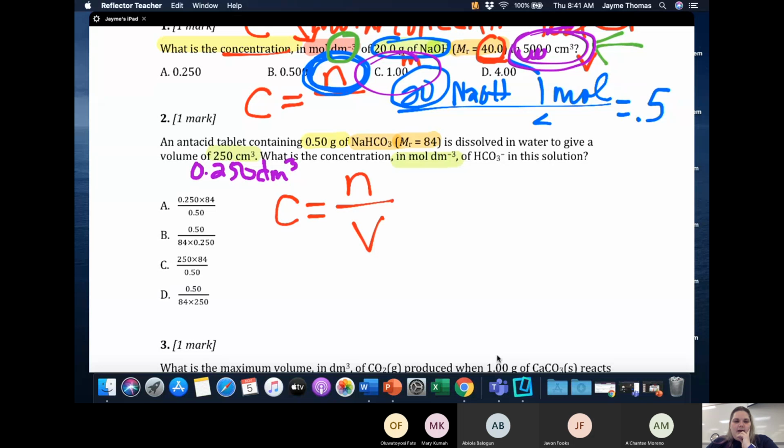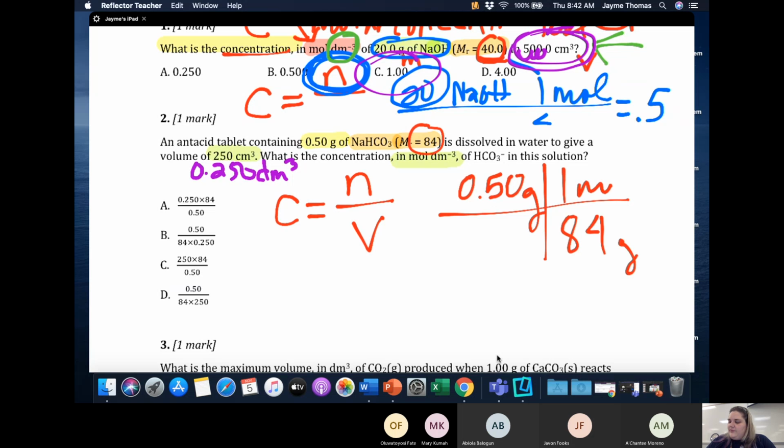Okay. And then the number of moles I'm going to have to solve for, right? I'm going to have to convert it. And so I know that I'm going to have to do 0.5 grams, right? And I'm going to have to divide by this molar mass, this 84 grams.